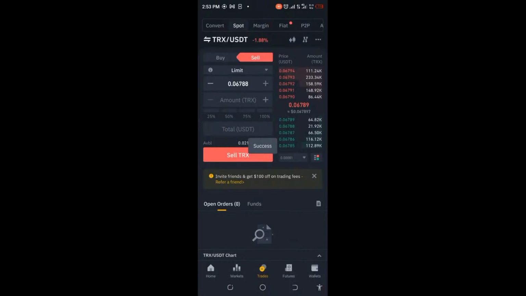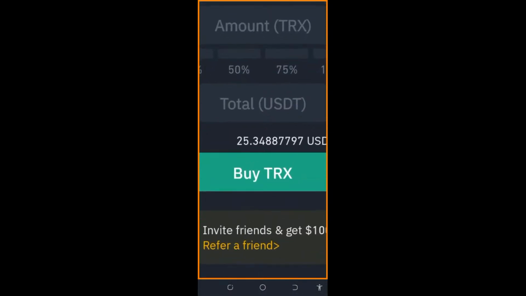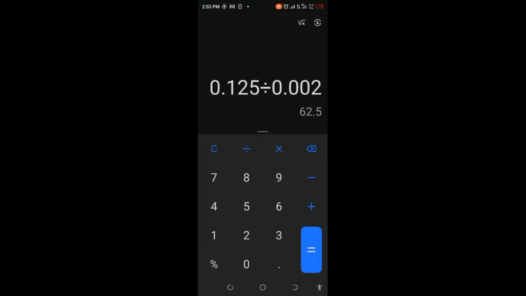Okay, so now let's go back and see what we have. Well, we made profit actually, but don't forget we had a lot of transfer fees. You can see here, it started out at 25.28, okay? And so here we are at 25.34. Let's check that out. 25.34 minus 25.28. 6 cents.